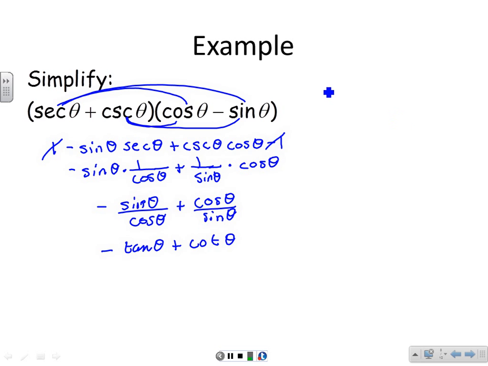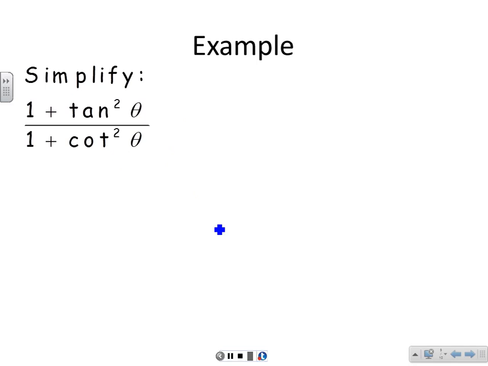And if you wanted to, you could go ahead and get a common denominator. If we get a common denominator, that's going to give us negative sine squared theta plus cosine squared theta. And you would think that that's going to be the Pythagorean, but it's not because of that negative sign. So there's nothing that you can do going that route. So that's going to be your answer right there.